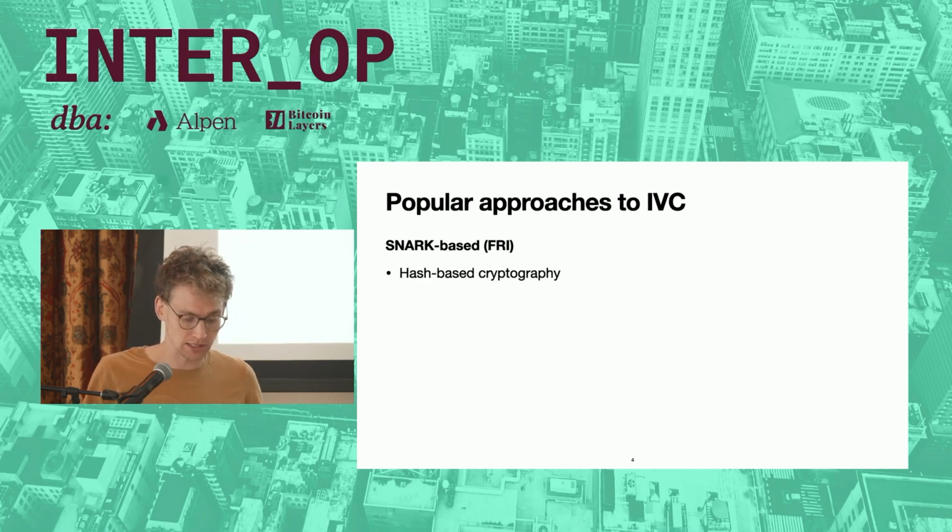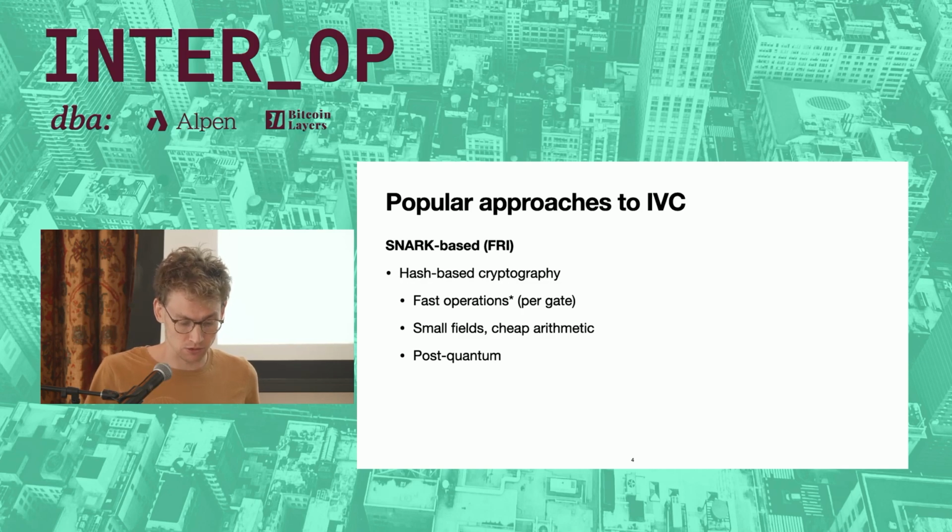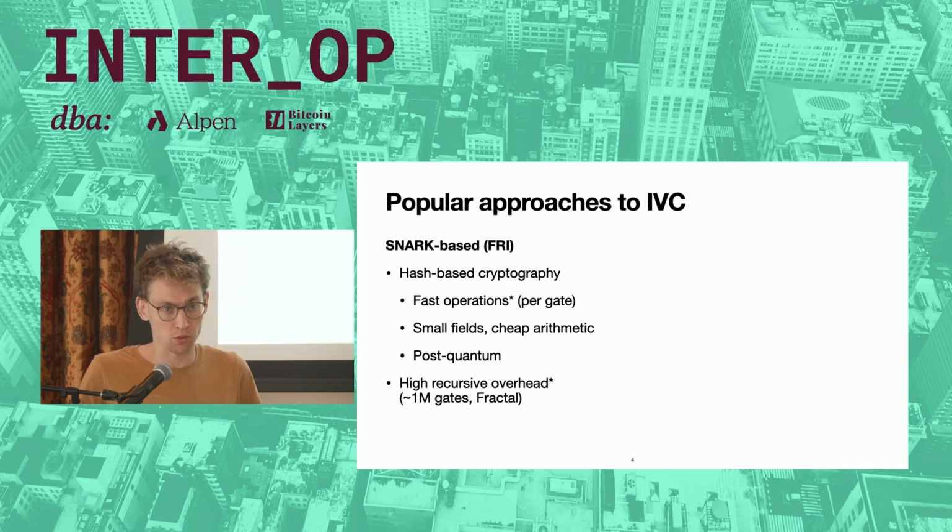One advantage is that I can use hash-based cryptography, which is relatively fast per gate. You can use small fields, and it is post-quantum, but it has a big overhead, the so-called high recursive overhead. What I would need to do is prove that a previous STARK was correct. That step alone is constant size, but it is a massive constant. It adds about 1 million gates to every proof that I want to do. So this recursive overhead is the big downside.